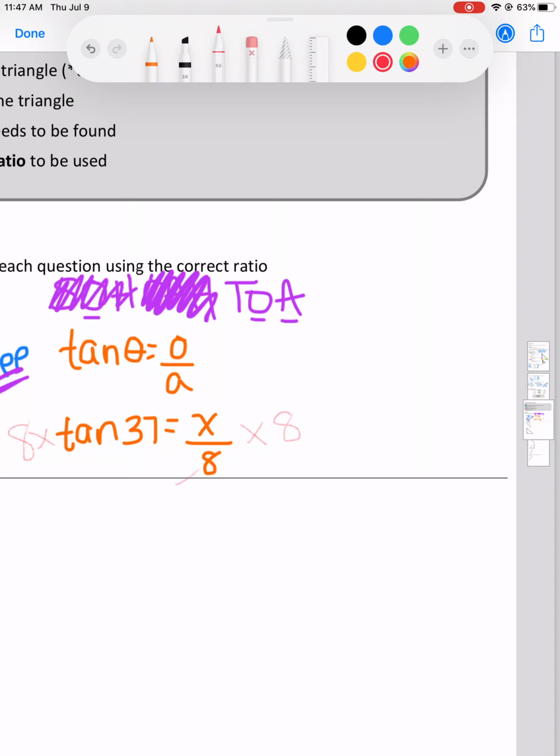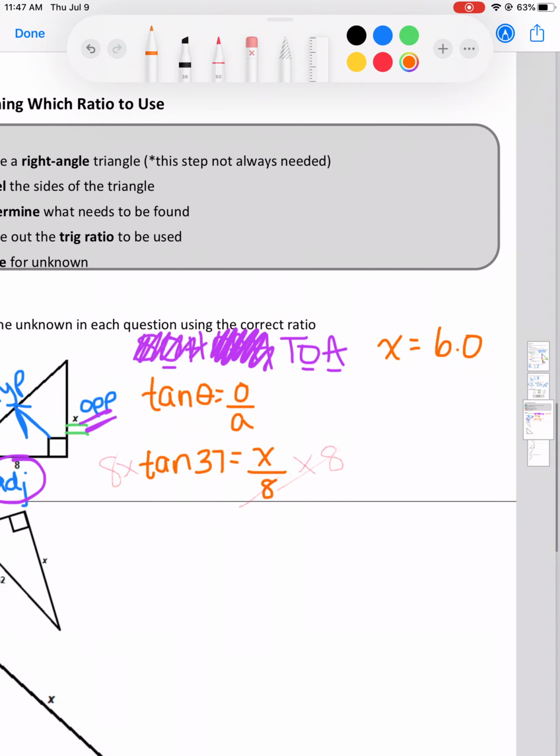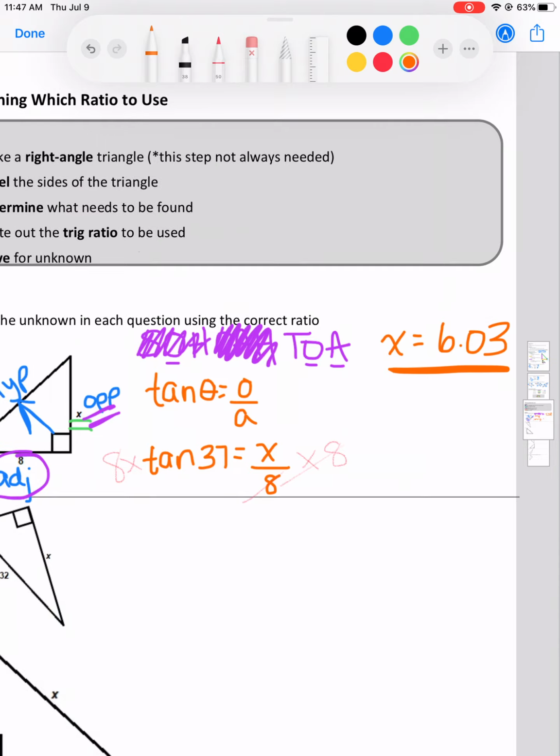So we multiply both by 8. Those get crossed off. So it's going to be 8 times tan 37. I'm going to put that in my calculator. 8 times tan 37. And it's 6.02. Does it say how many decimal places? No. We'll just do a couple. X is equal to 6.028. Oh, so it should be 6.03. And that is the length. Okay? That's it. I'm going to do it again.